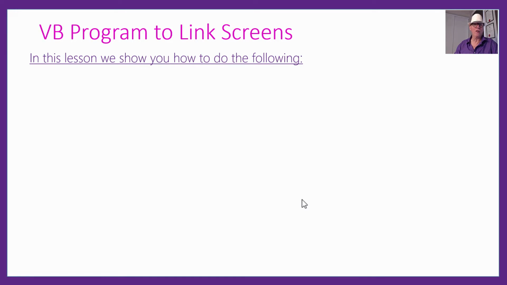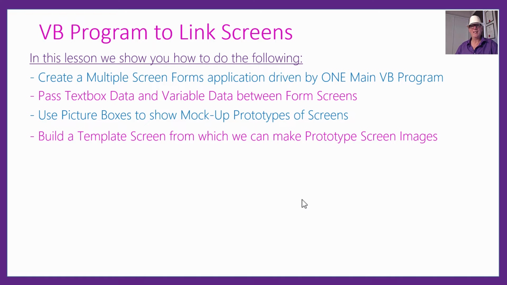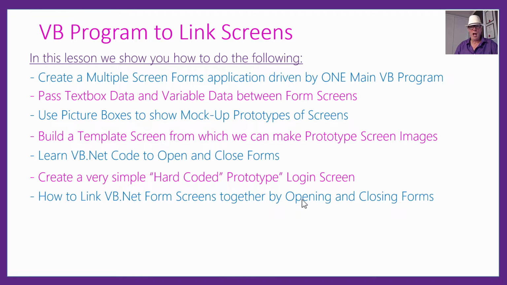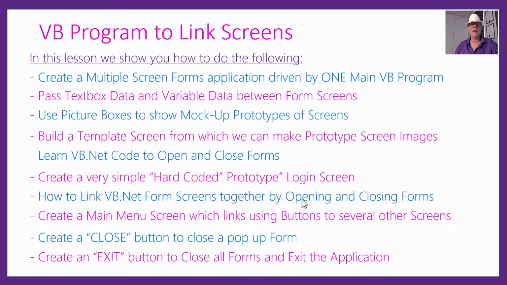In this lesson, I'm going to show you how to do the following: create a multiple screen forms app like we showed you, how you can pass text box data and variable data from one screen form over to another screen form, use picture boxes just to make mock-up prototypes of screens, build a template screen from which we're going to make those prototype screen images, learn how VB.NET opens, closes and hides forms, and create a very simple prototype. There won't be much hard coding of VB.NET code to do it all. We'll link the screens together, with a main menu screen that has the buttons where you can go to all the other screens, a close button for each pop-up, and an exit button to shut down the application.